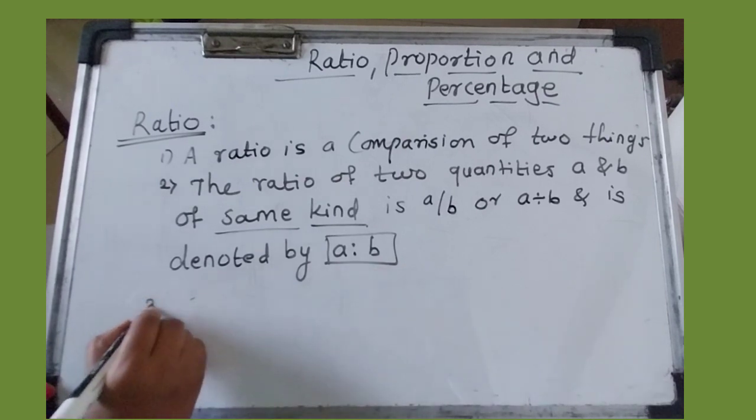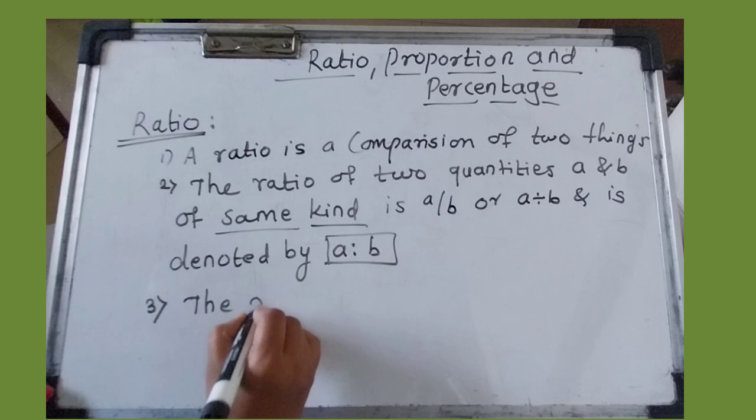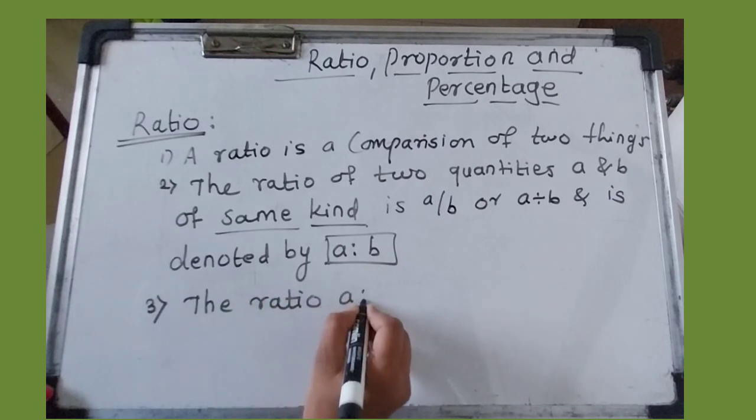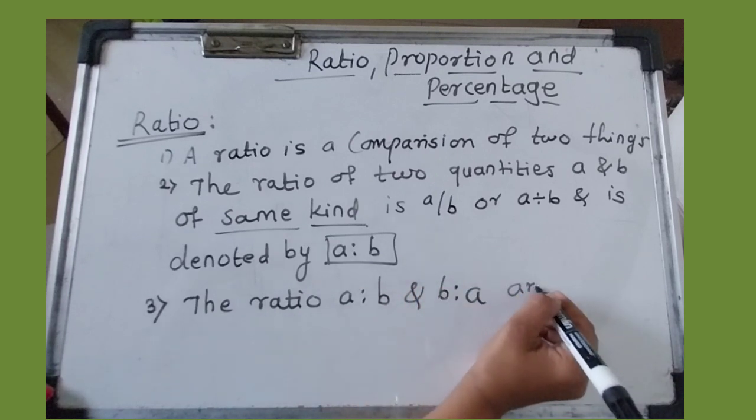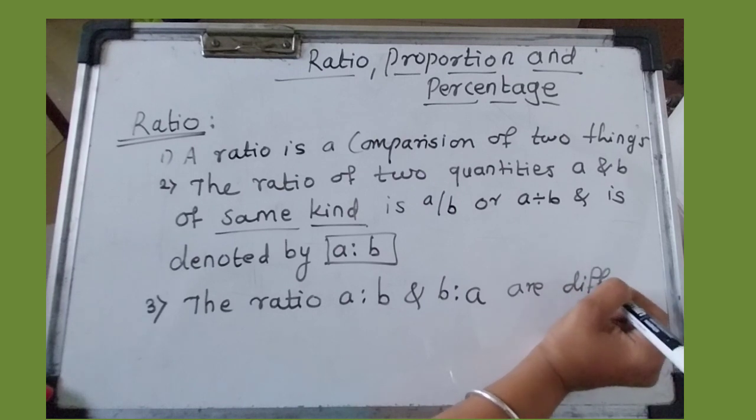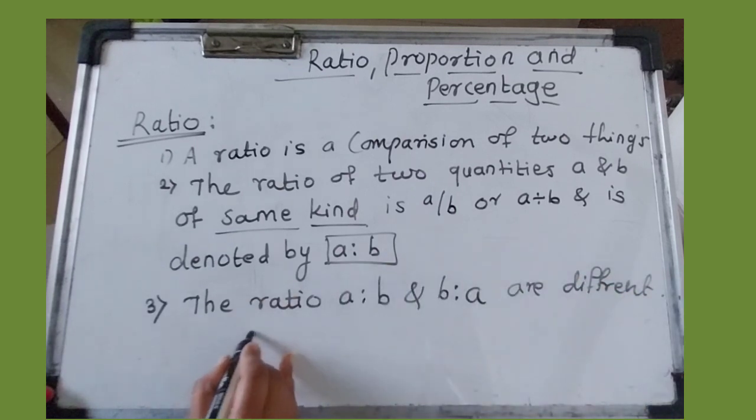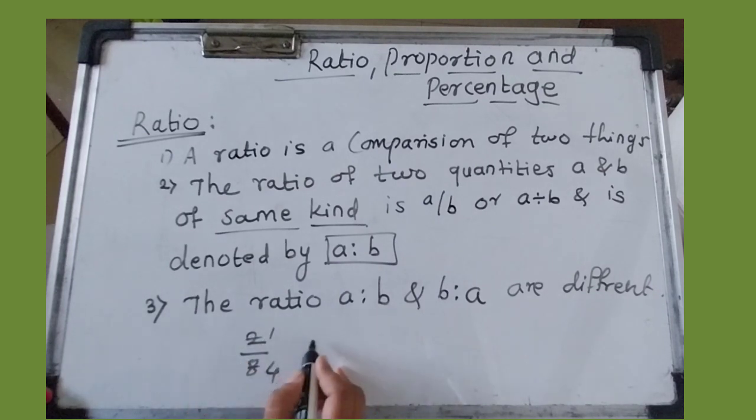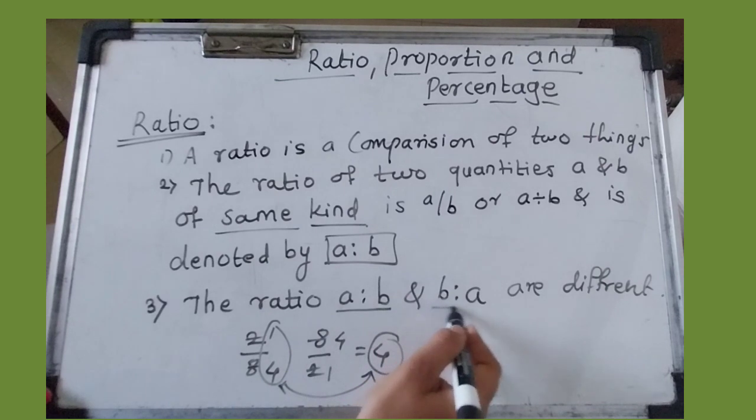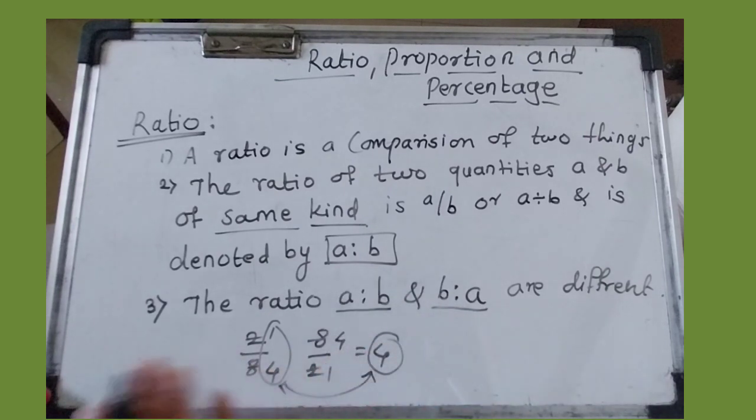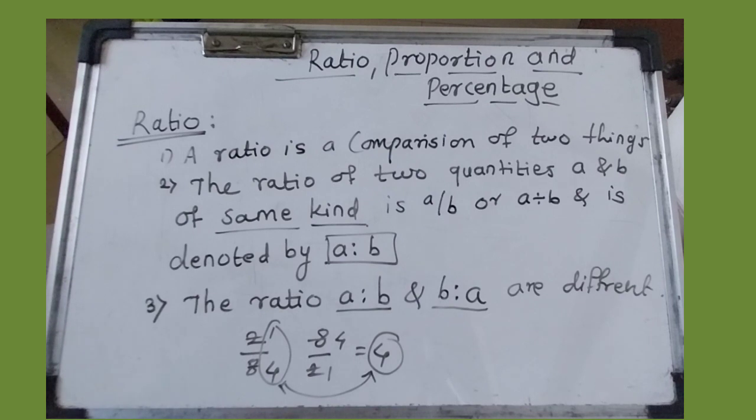Clear? Third point. The ratio A is to B and B is to A are different. Yes, obviously they are different. Suppose I write here 2 upon 8, so it is 1 by 4. Suppose I write 8 by 2, so it is 4. So 4 and 1 by 4 are different. So A upon B and B upon A, A is to B and B is to A, are different things. Clear? Take a screenshot.